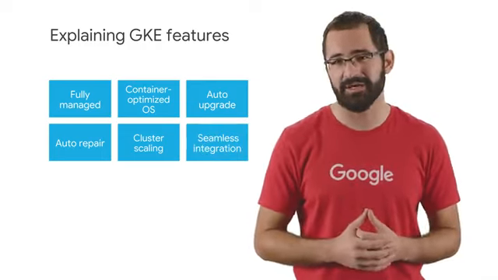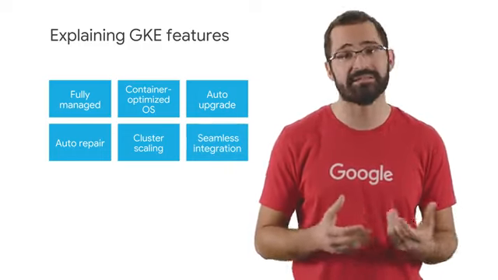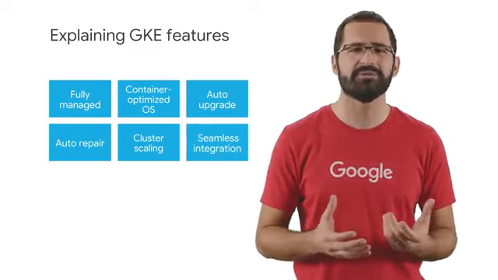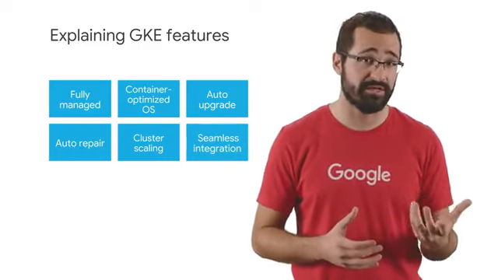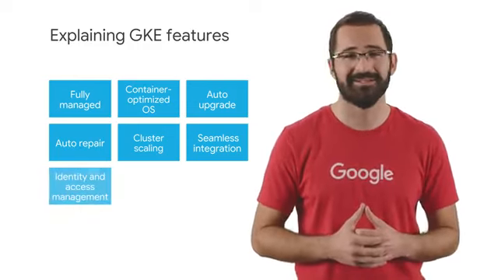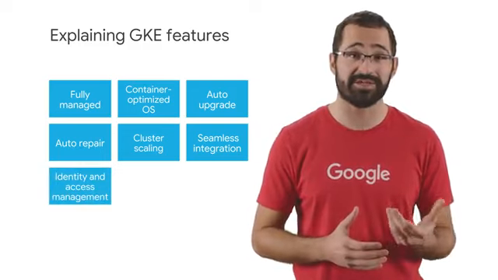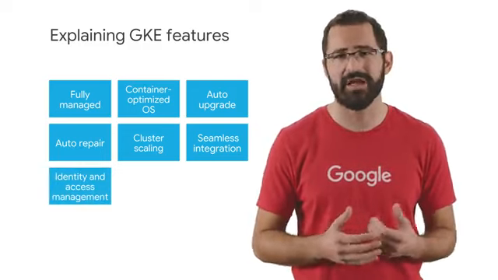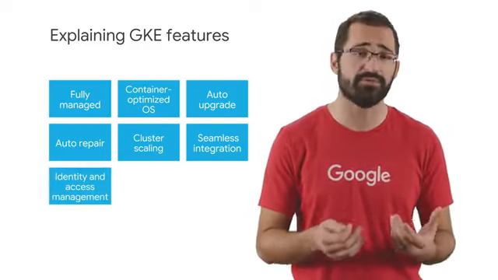GKE seamlessly integrates with Google Cloud's build and container registry. This allows you to automate deployment using private container images that you've securely stored in container registry. GKE also integrates with Google's identity and access management, which allows you to control access through the use of accounts and role permissions.